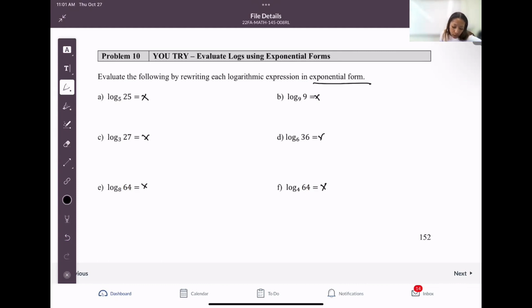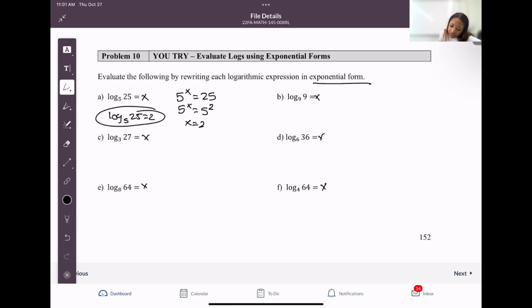All right, for log base 5 of 25 equals x. This is 5 to the x power equals 25. We know that 5 squared is 25, so we can write 25 is 5 squared, then x equals 2. So what does that mean? Log base 5 of 25 equals 2. Or you can just leave it as x equals 2 as your answer.